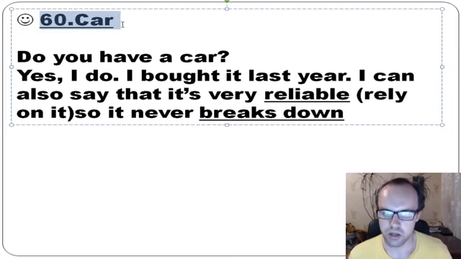Car. Do you have a car? Yes, I do. I bought it last year. I can also say that it's very reliable. So you can rely on it. So it never breaks down.